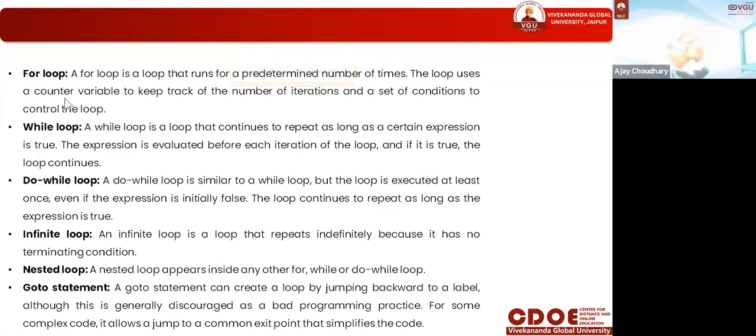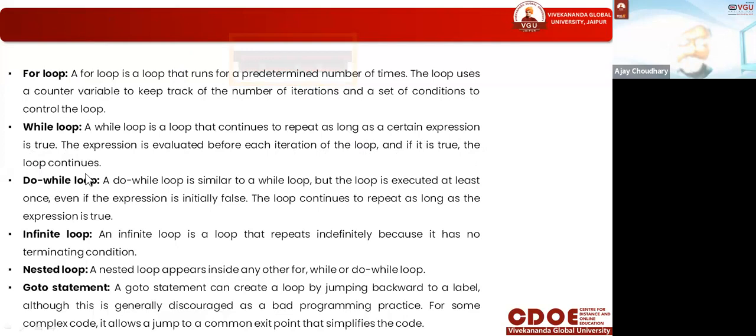A for loop always has some statement, some condition, some execution part. There are three parts used in a for loop. Then the while loop, and we also have some examples of that kind of loop. A while loop is a loop that continues to repeat as long as a certain expression is true. The expression is evaluated before each iteration of the loop, and if it is true, the loop continues. The third one is the do while loop.